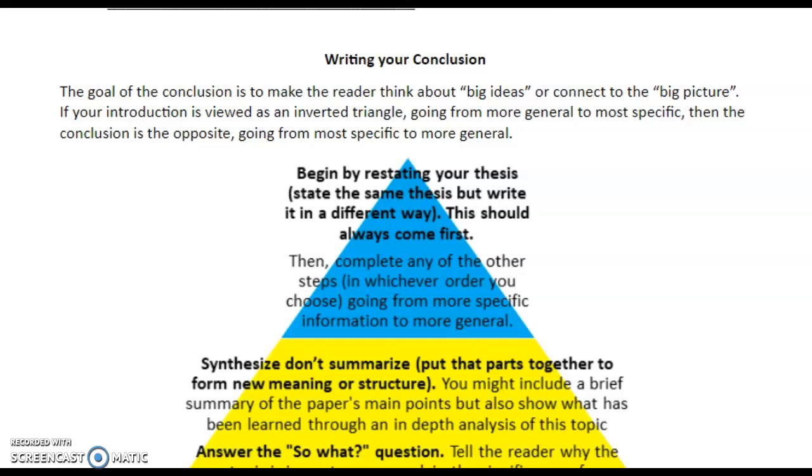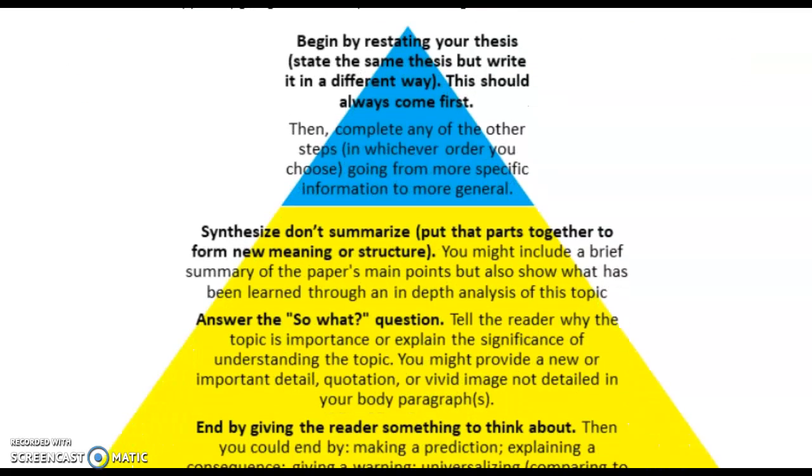So if you think of your intro as the inverted triangle or the upside down triangle, going from more general to more specific information, so general information leading to your thesis, then your conclusion is the opposite. So you're restating your thesis and then going to more general, more worldly ideas. So how does this connect to your reader on a bigger level?